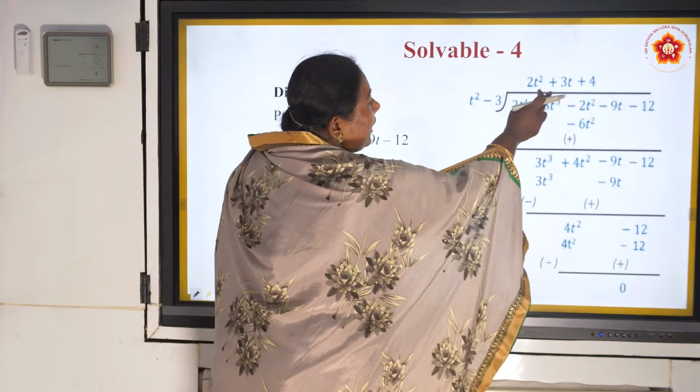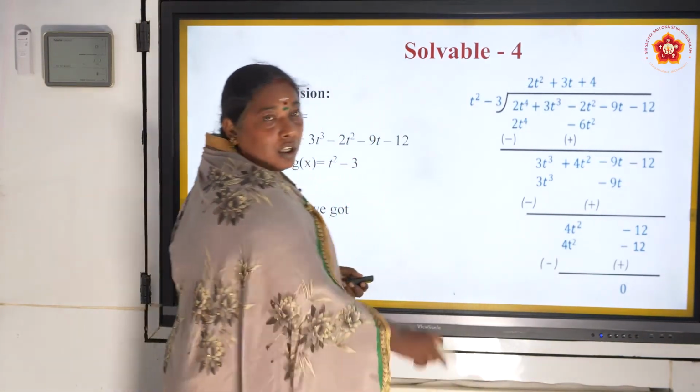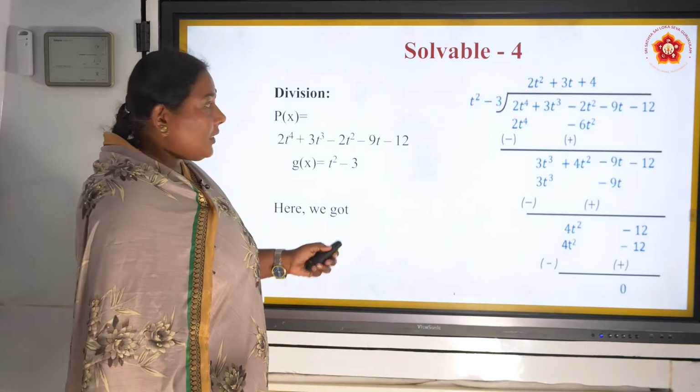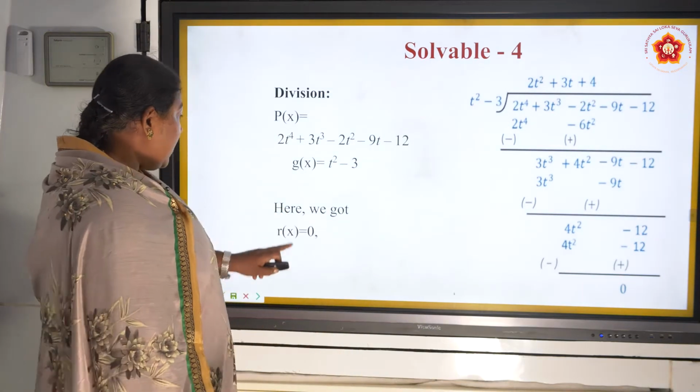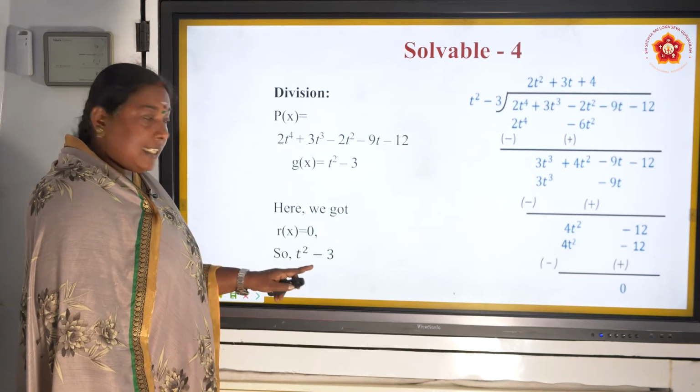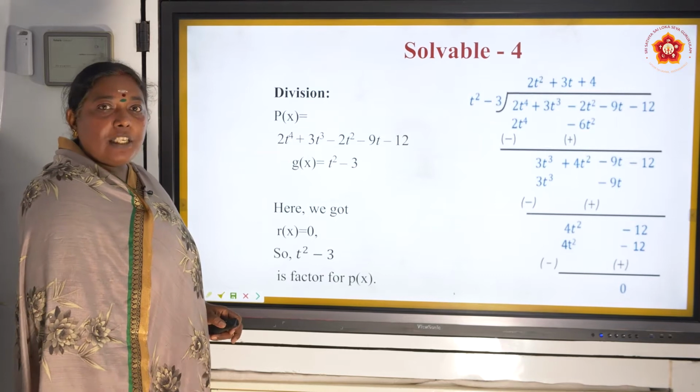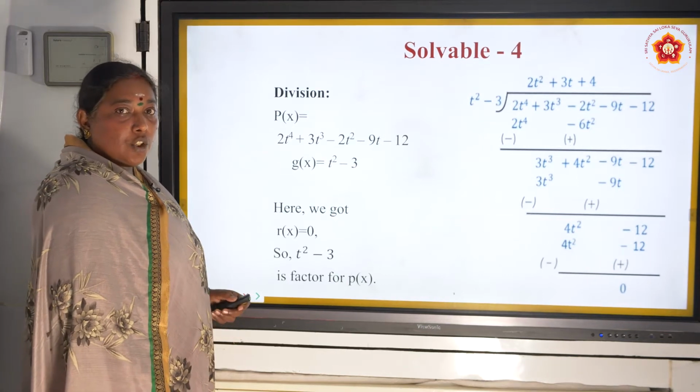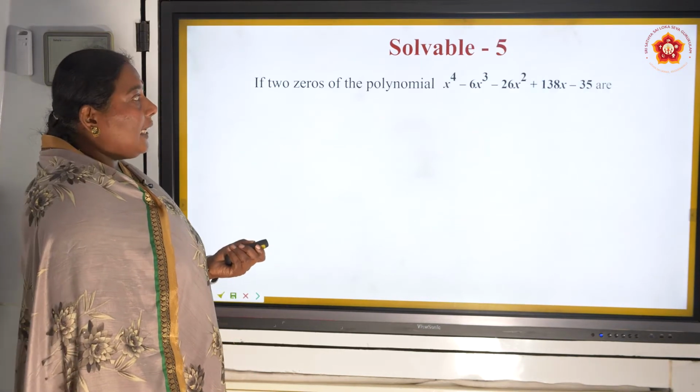See, 2t square plus 3t plus 4. This is what we did. Correct? Here we got r of x, the remainder, as 0. So, t square minus 3 is the factor of p of x. Right? I think you understood this. Let us move on to the next.